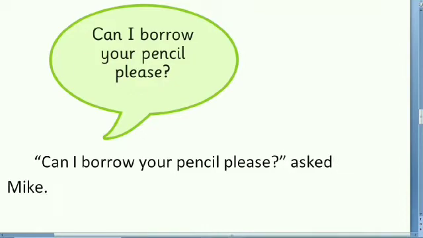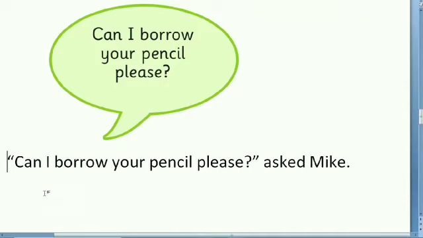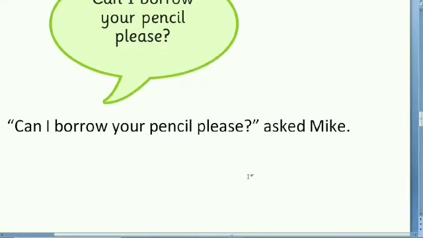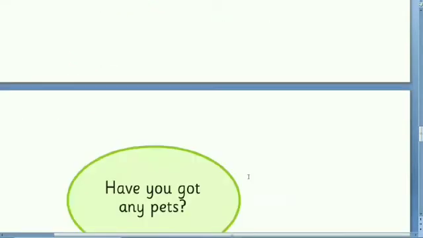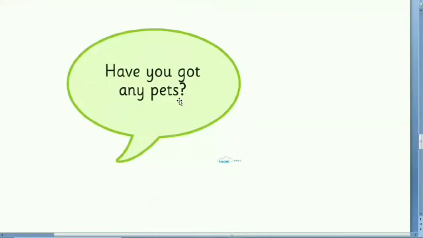"Can I borrow your pencil, please?" asked Mike. Full stop. Okay. Now, do you see two full stops here? So basically, you can keep your question mark. Do not change it. Keep it the exact same way. Good.